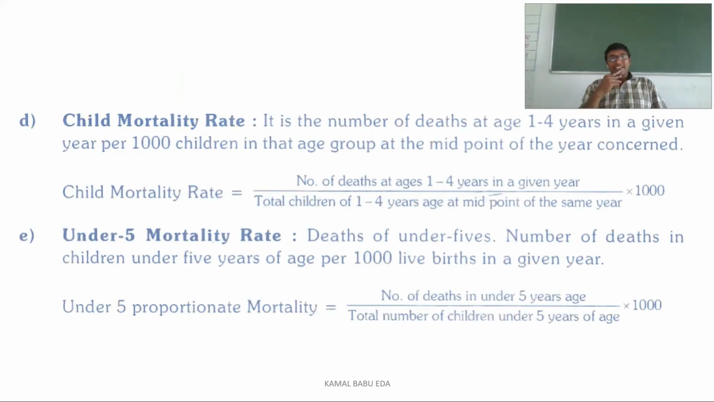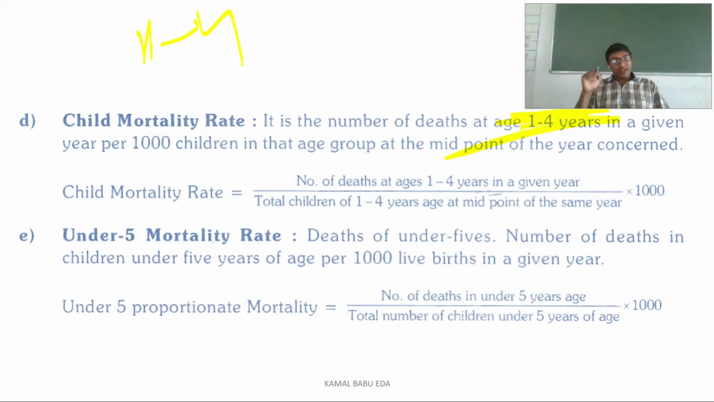And coming to the child mortality rate, here we are checking the number of deaths occurring in the age group of 1 to 4 years. The number of deaths that occurred in the age group of 1 to 4 years in a given year, divided by the total number of children in the age group of 1 to 4 years at the midpoint of the same year, into 1000 population. If you do this, you will get the child mortality rate.